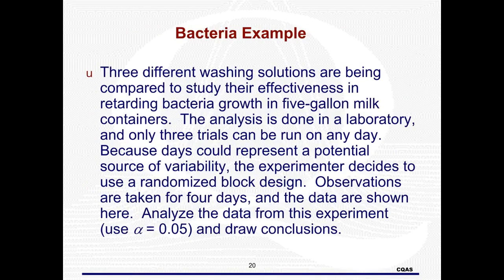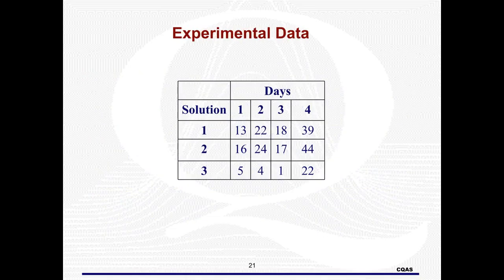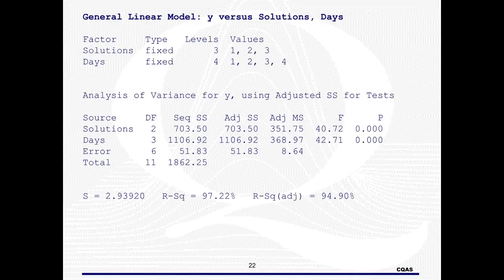Here we're comparing washing solutions with days as blocks. The key idea is that days introduce variability, so we block on them. Here's the data laid out by solution and day. Each column is a block, and each row is a treatment. Looking at the ANOVA results, both solutions and days are significant. So blocking was absolutely necessary here.